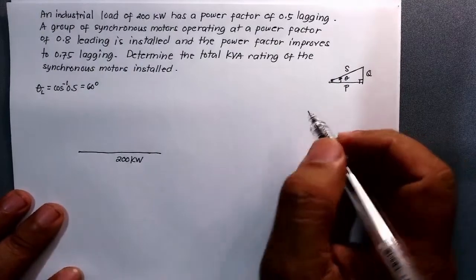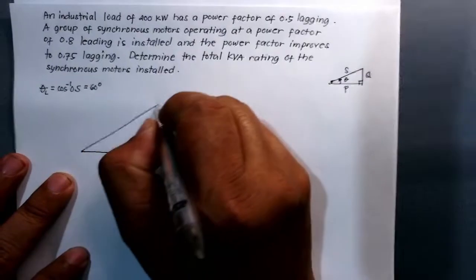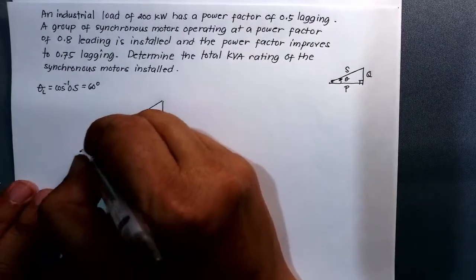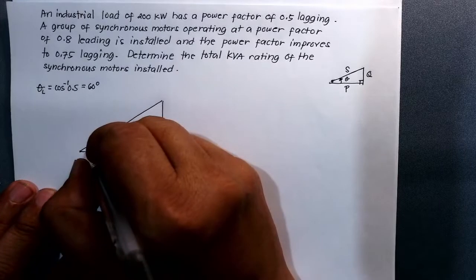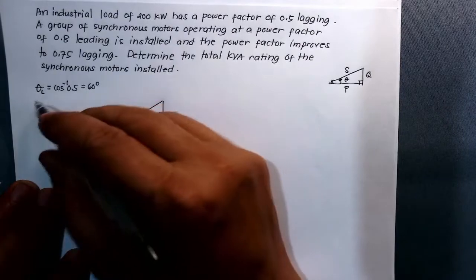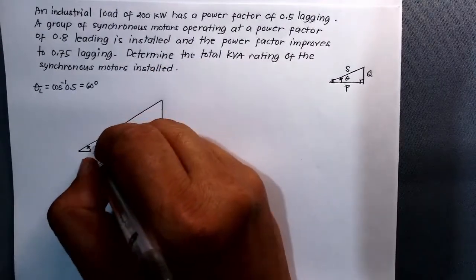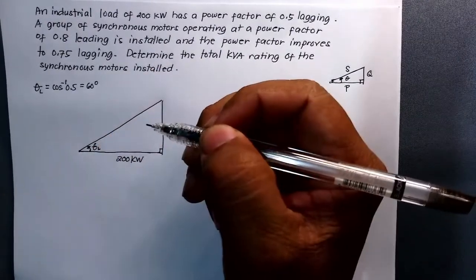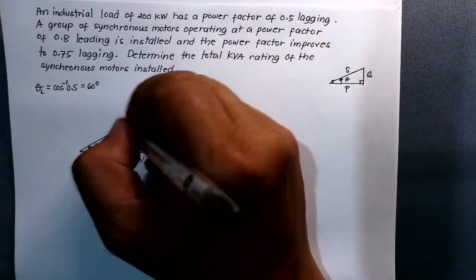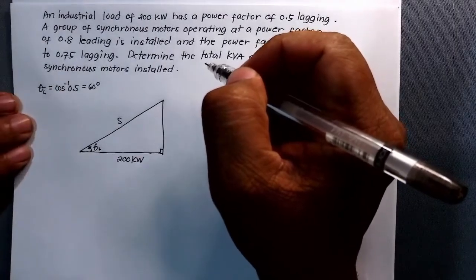So therefore, this triangle like this one, let me just draw. So this is now the right triangle, and this is what gives you 60 degree. So let me just place here theta L. Therefore, we can easily solve here the apparent power. It's easy to get the apparent power there.